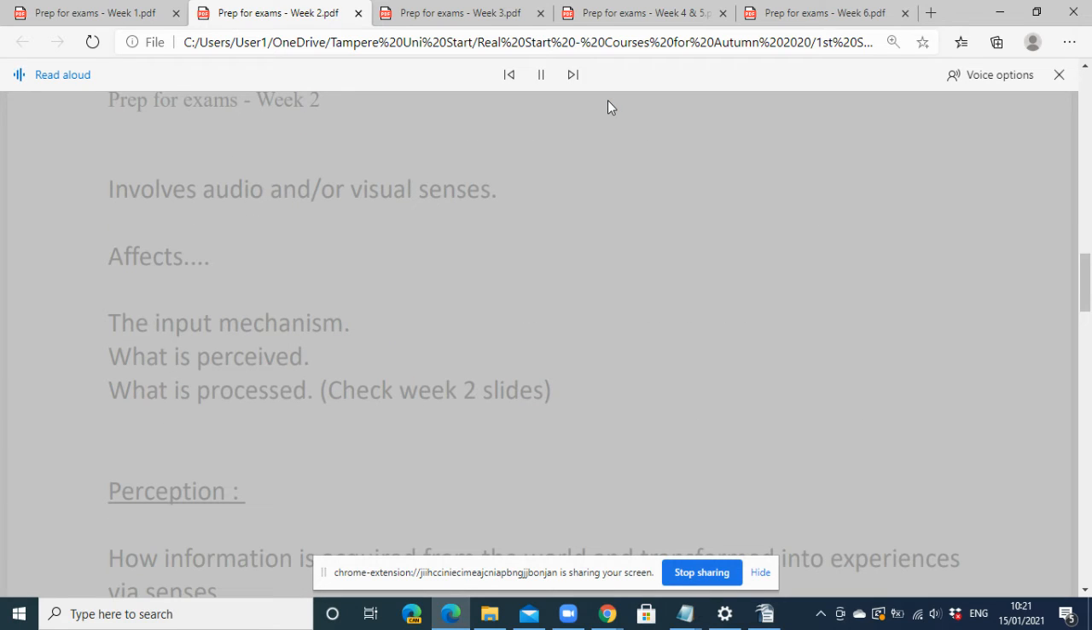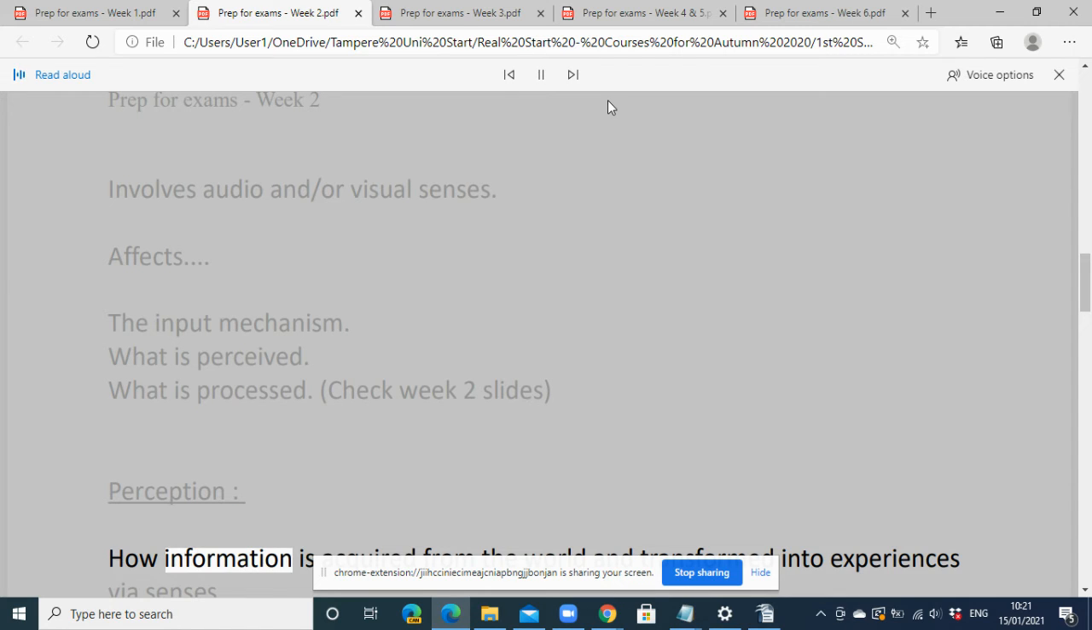Prep for exams, Week 2. Involves audio and/or visual senses. Affects the input mechanism. What is perceived? What is processed? Check Week 2 slides.